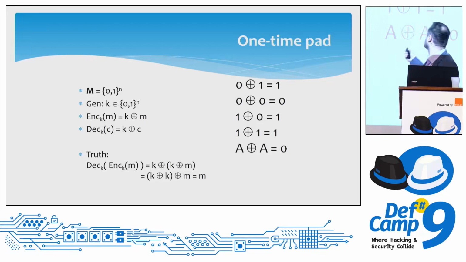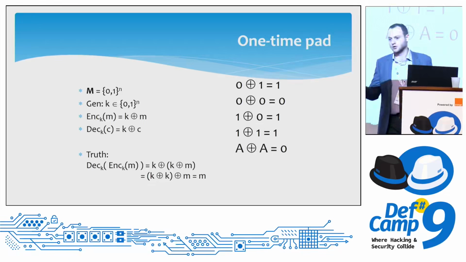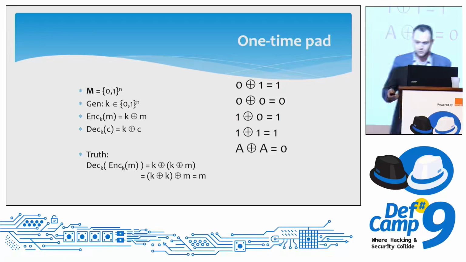So here is how XOR works. When we XOR 0 with 1, we get 1; 0 and 0, we get 0; 1 and 1, we get 0. The important point is that when we XOR the same values, we get 0. And here we can verify the correctness. To decrypt, we XOR k with the cipher. What is the cipher? The cipher is k XOR m. So k XOR k XOR m, and k XOR k is 0. Afterwards, we are left only with the message.